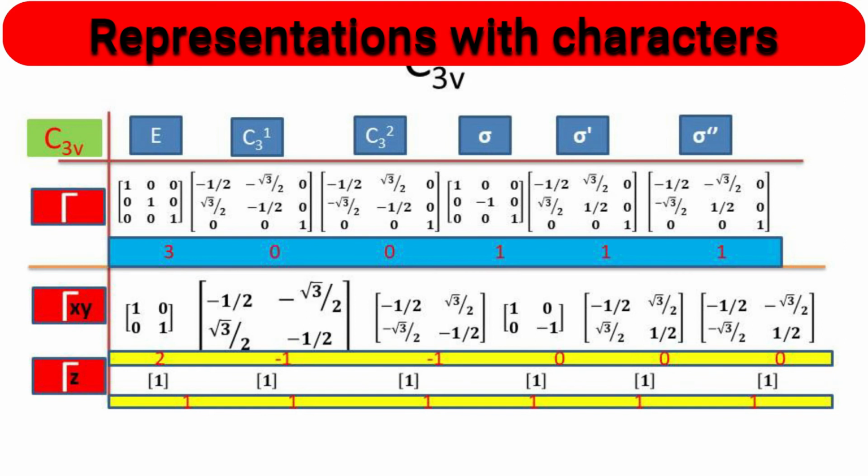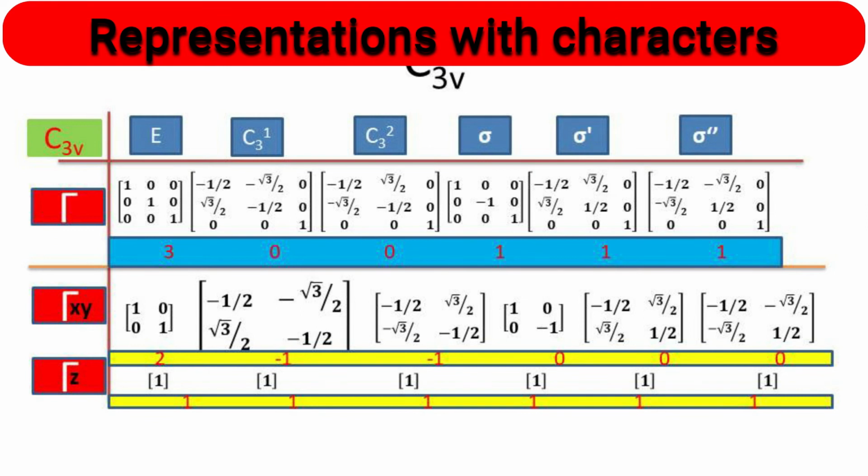Gamma xy is a new representation which can be obtained from gamma xyz, and that new representation I am representing in terms of characters. The matrices are already in front of us. In the yellow strip, I am representing that gamma xy representation. What are the characters? 2, -1, 0, 0, 0. That is our irreducible representation because we can't reduce it further.